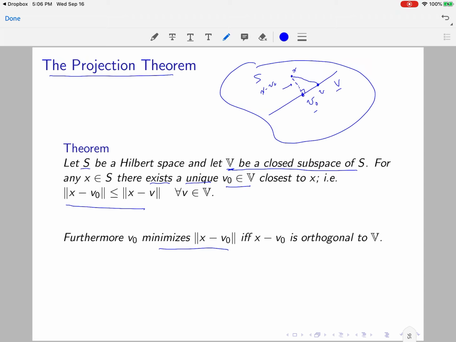Okay, so for the proof, we have to show, first of all, that there exists a v naught, and then that it's unique. This is similar to other proofs we've seen, so we're not going to show that it's unique. And then we need to show that v naught is the closest element in V to x, in terms of the norm. And then we need to show that x minus v naught is orthogonal to V. So that is what the proof will do.